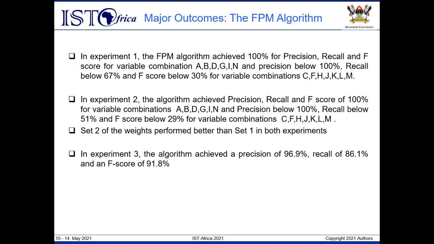So we observed that in experiments 1 and 2, set 2 of the weights performed better in both experiments. And then we went ahead in experiment 3 and used that set 2 that had performed better in experiments 1 and 2, and it gave us a precision of 96.9%, recall of 86.1%, and an F score of 91.8%.